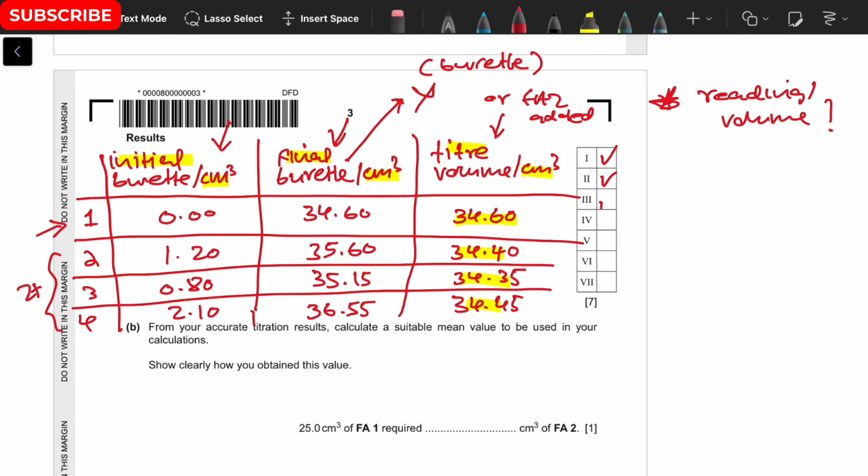Mark 3 is for all your accurate burette readings to be recorded to the nearest 0.05 centimeters cubed. So as you can see, all of our values end in either 0.0 or 0.05.